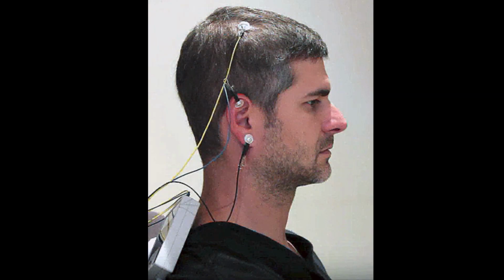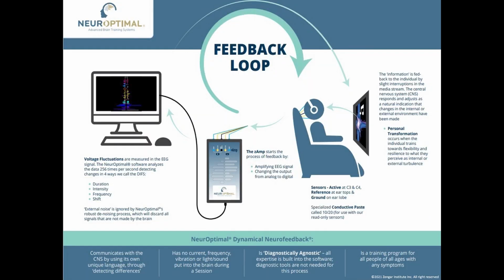So you have these sensors on your head. They go through and into the amplifier, which of course we call our Z amp. The Z amp is labeled. It tells you the right side and the left side. We have 3 sensors on the right side and 2 sensors on the left side.